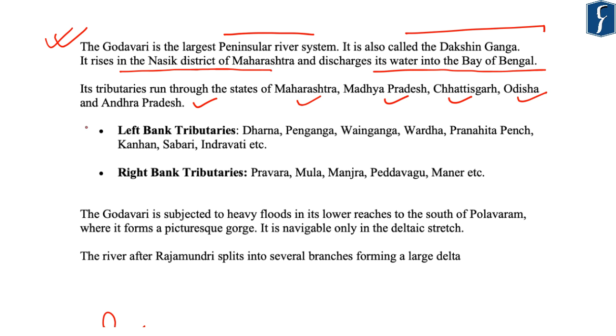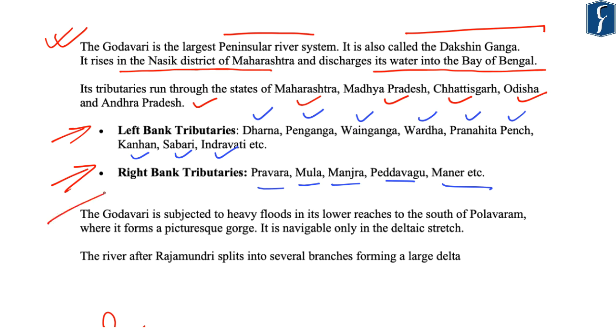Now in this regard you need to know about the left bank tributaries as well as right bank tributaries of Godavari. The left bank tributaries include Dharna, Penganga, Wainganga, Wardha, Pranhita, Pench, Kanhan, Sabari as well as Indravati. And right bank tributaries include Pravara, Mula, Manjra, Peddavagu, Maner, etc.